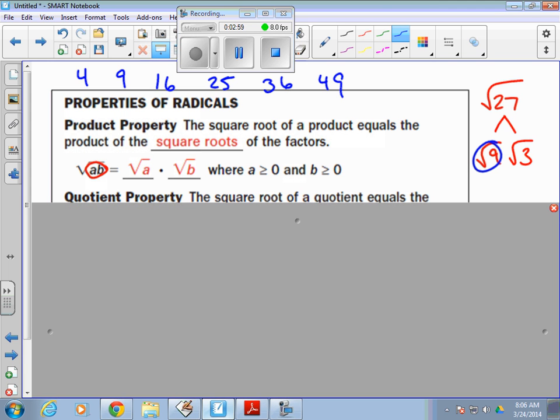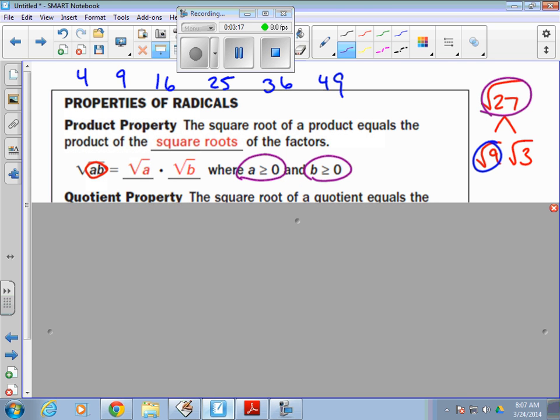If one of those numbers multiplies by something to give you a number like 27, then you want to multiply it by that number, the way you can simplify it. Notice it says where A is greater than or equal to 0 and B is greater than or equal to 0. So you're not talking about any negative values right here.